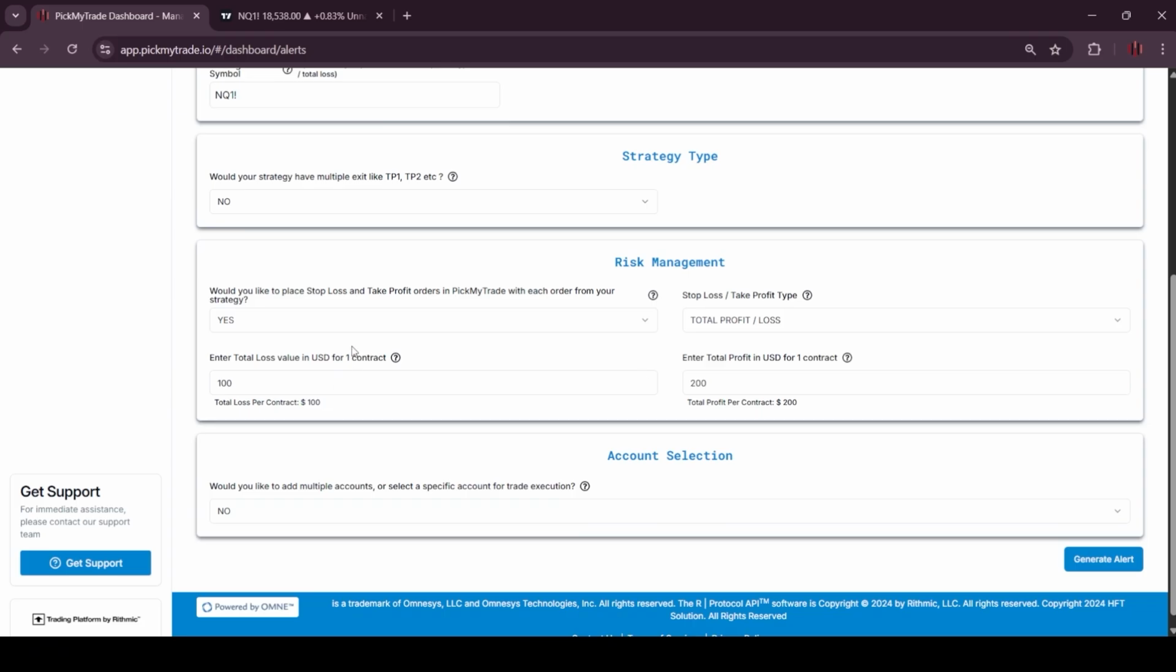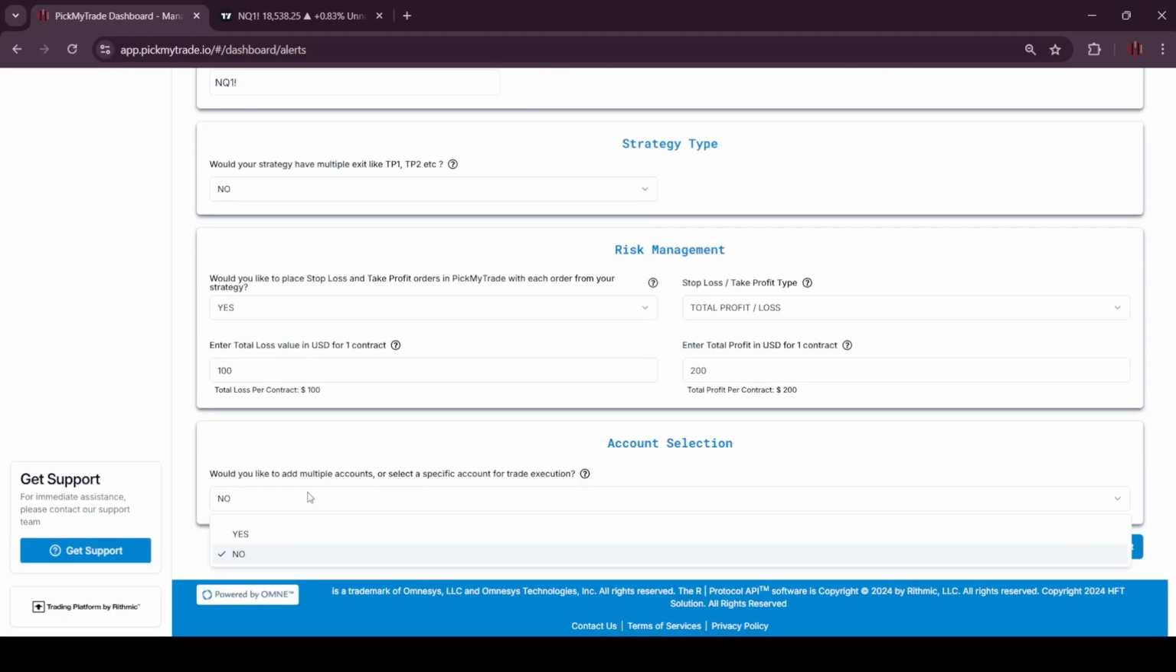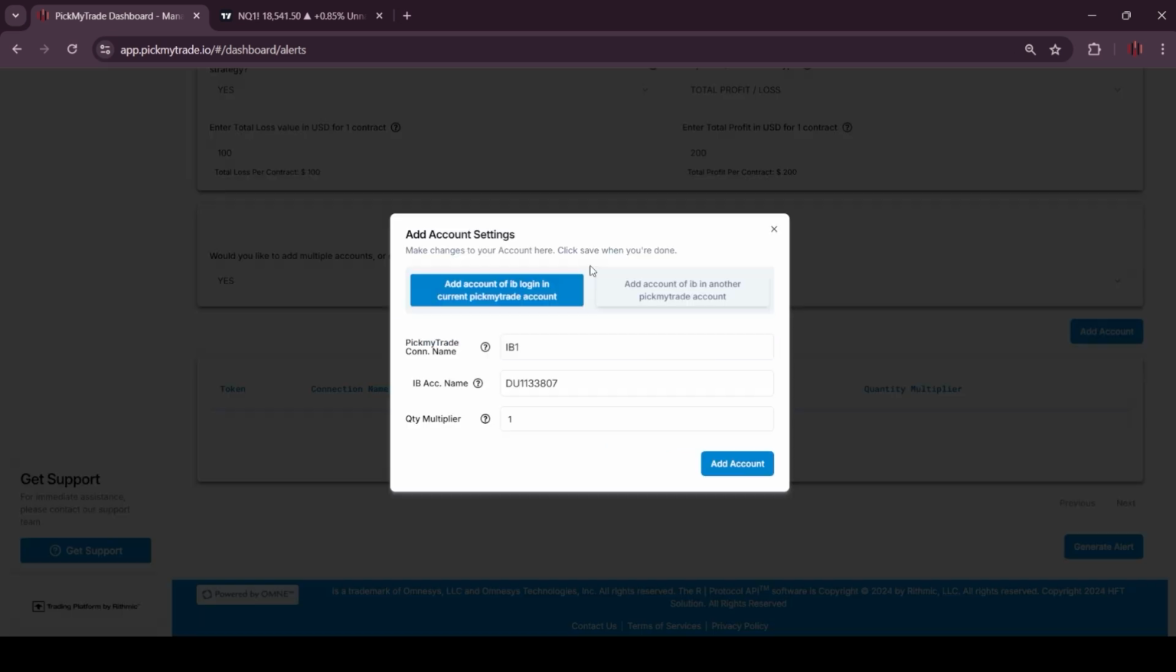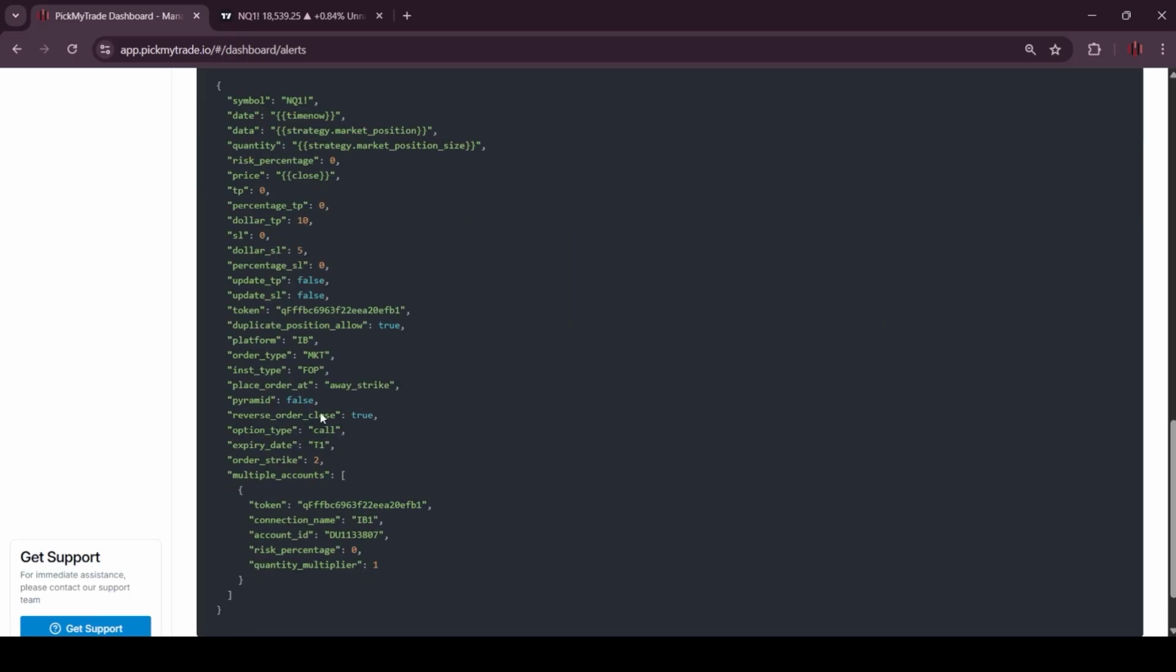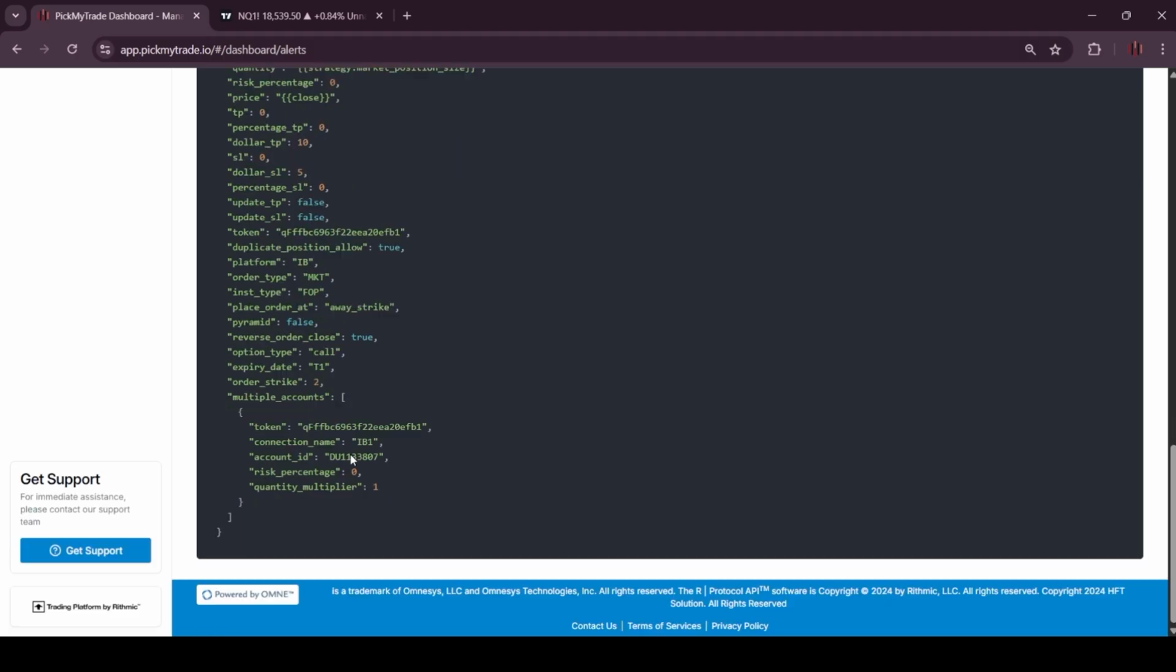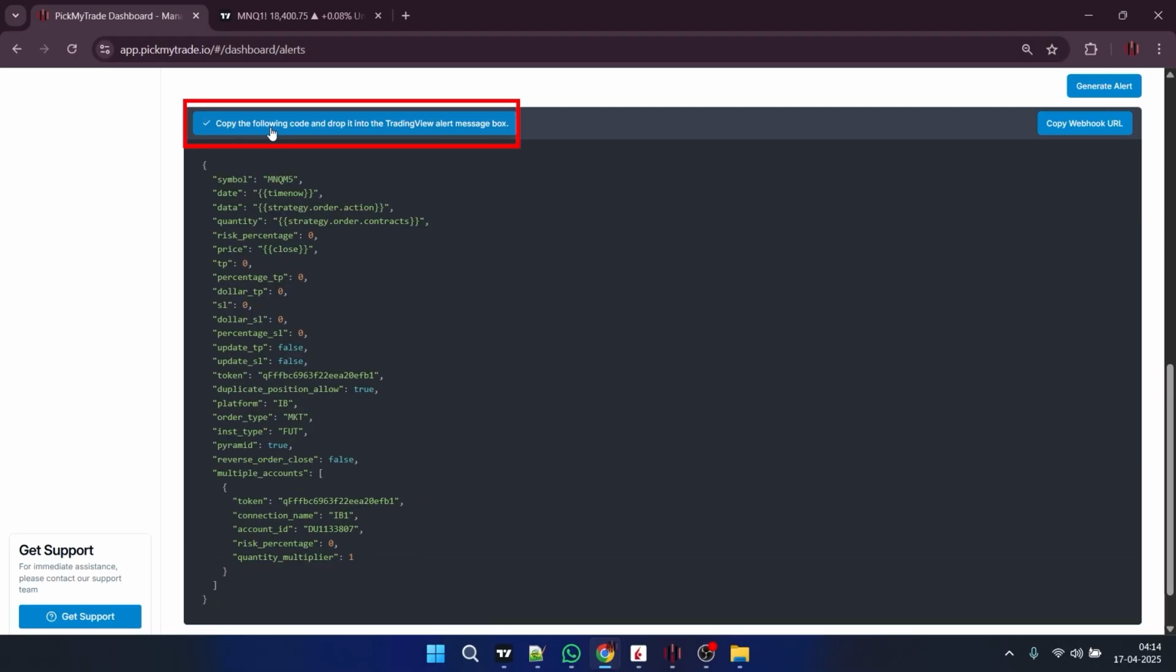So now after setting everything up, you see this account selection. It says, would you like to add multiple accounts or select a specific account for trade execution? So you can just select yes or no based on your requirement. And when you click on Generate Alert, my current IB account, which is connected, will be shown in the dropdown. And when you click on Add Alert, the alert will be generated. So here you can see the alert is generated and those are my JSON values. So I will click here, so my JSON will get copied.